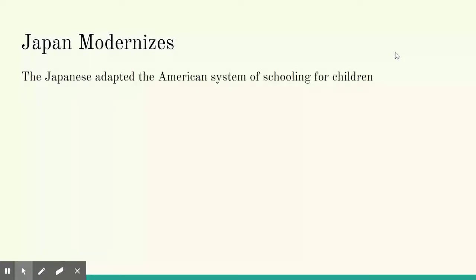The Japanese adapted the American system of education for children. So they started copying us as far as education goes. The emperor also supported changes to Japan's economy.